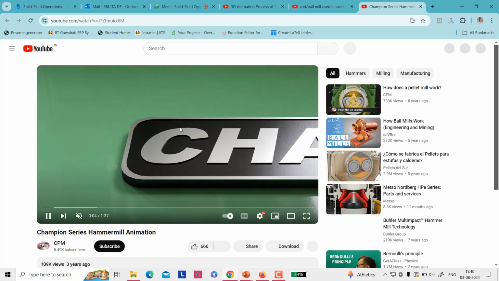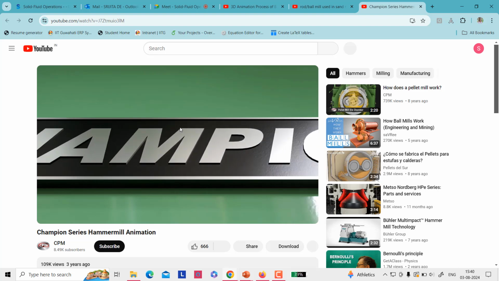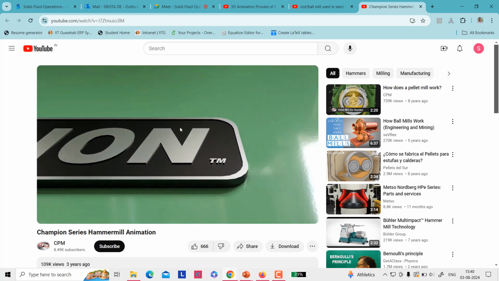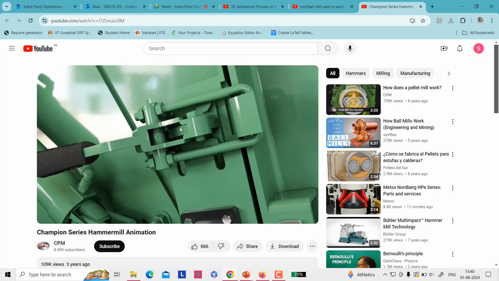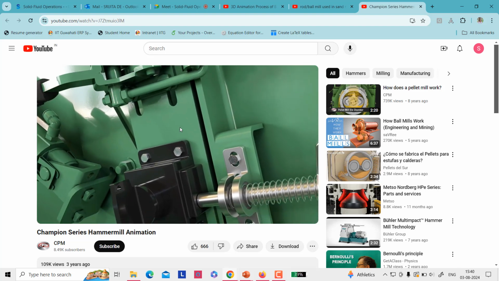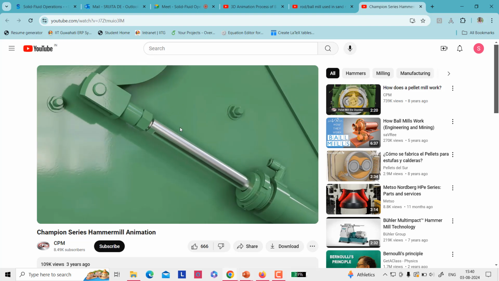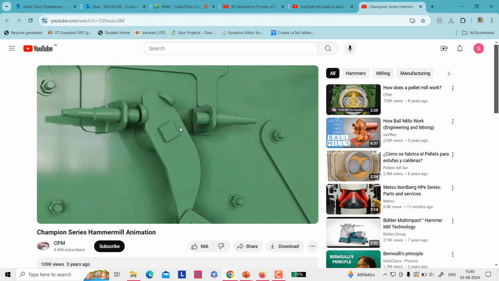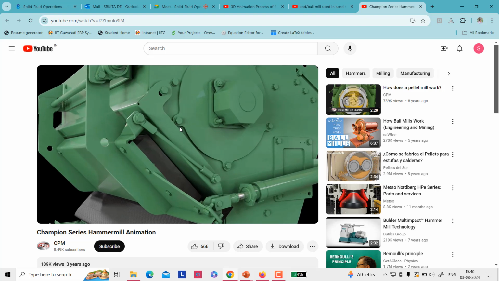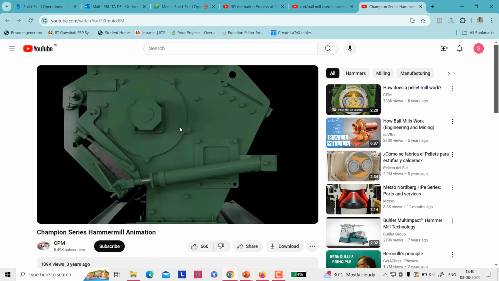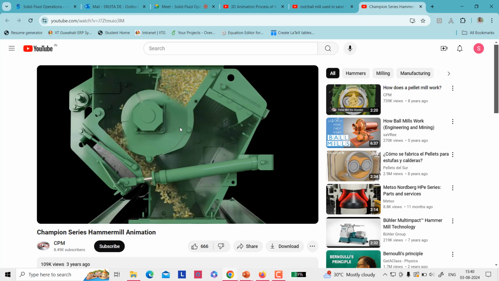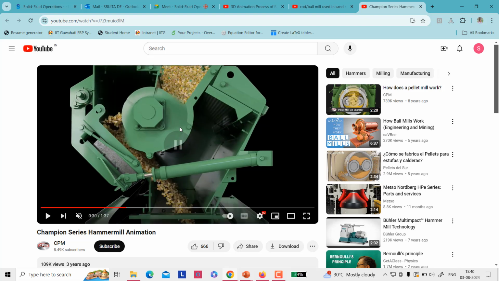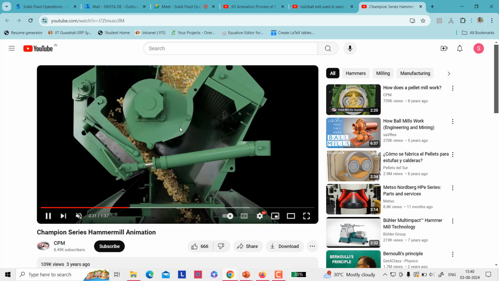This one is the hammer mill. Something is rotating and it is getting hammered. The particles are getting hammered because of this rotation each time, and they are creating smaller particles.